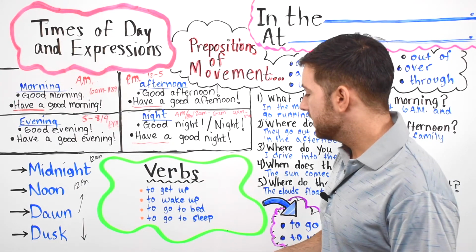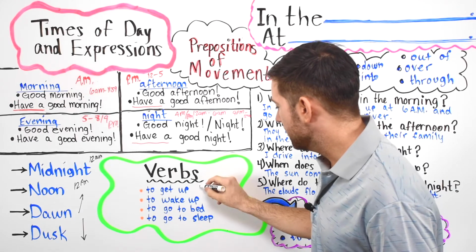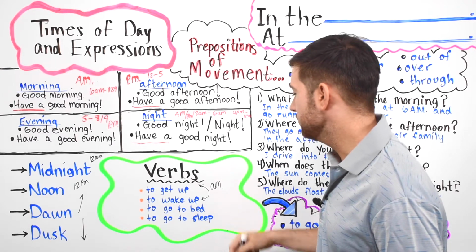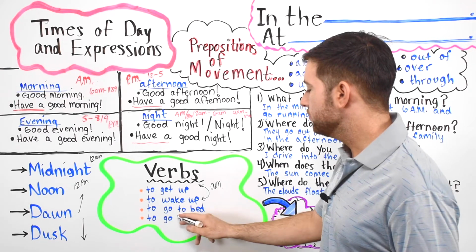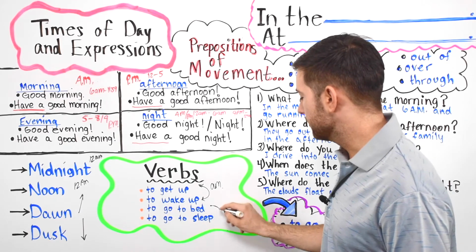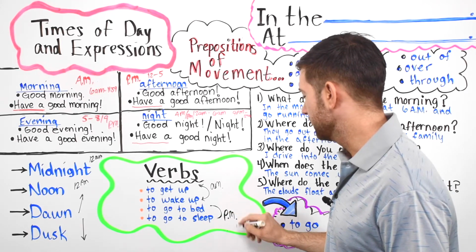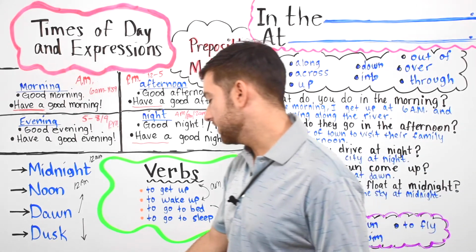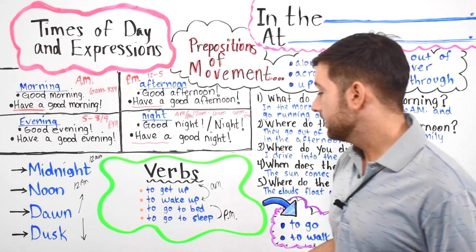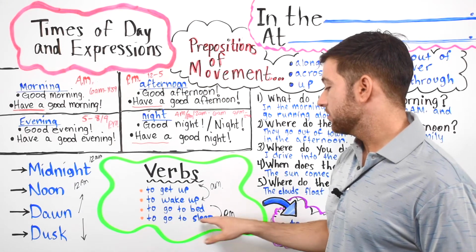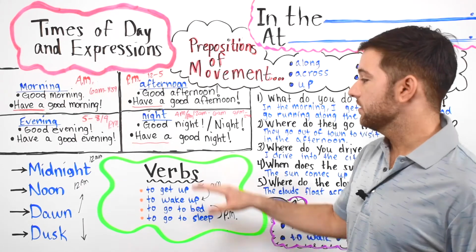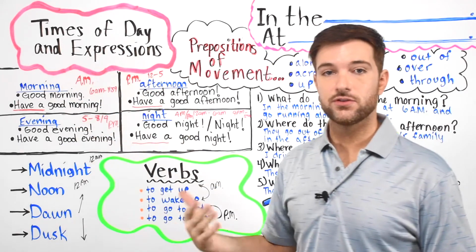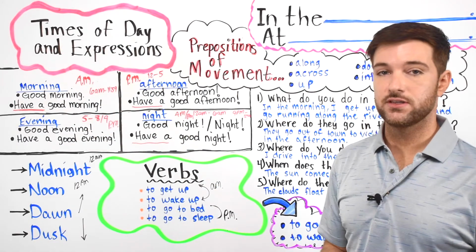Another way you could say this is to wake up, okay? So to get up and to wake up are pretty similar when you do it in the morning, okay? You do that in the morning, and then we have to go to bed or to go to sleep, okay? So you do that at night, in the evening during the PM. So you get up and you wake up in the morning, and then you go to school or you go to work, and then you come home and you go to bed or you go to sleep. Okay, so these are some verbs that you can use to talk about times of the day, what you do during the day. Okay, part of your daily routine.